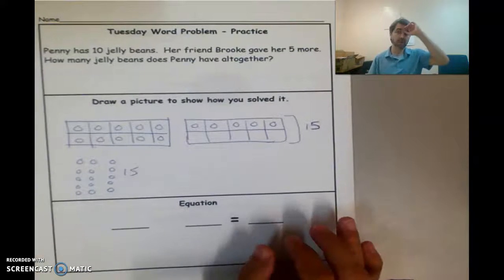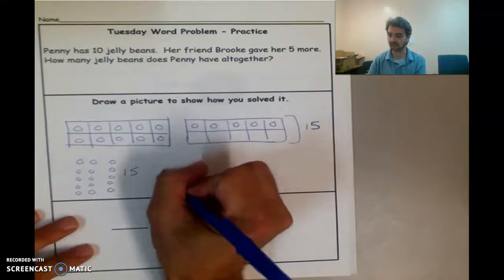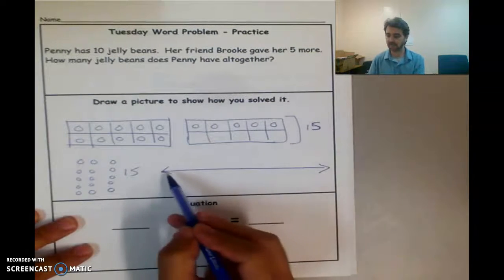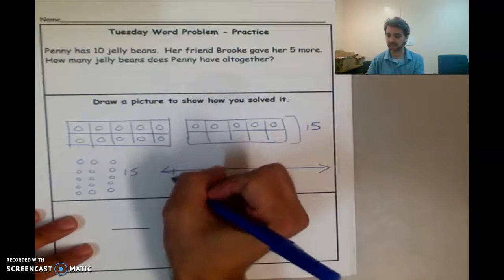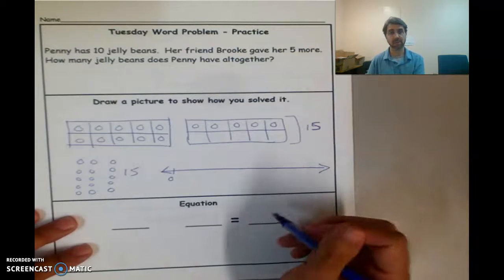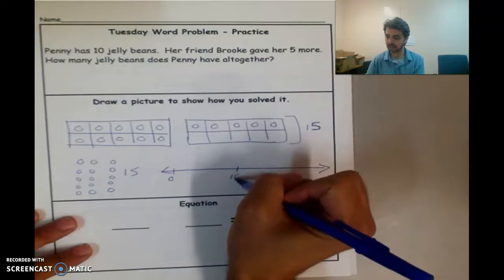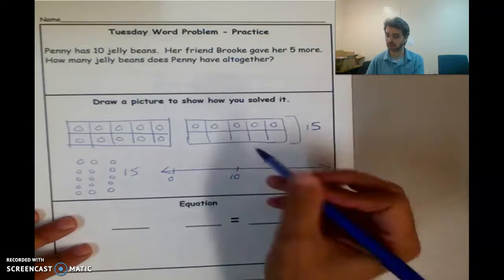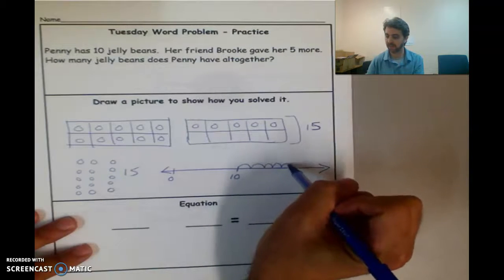I'm going to show you one other way you could think about this. You may have done these before. They are called open number lines. So you just draw a little arrow going this way, a line, a little arrow going this way. Let's say that's 0. Now we knew she already had 10 jelly beans, and then she got 5 more. So I'm going to go 5 more: 1, 2, 3, 4, 5.